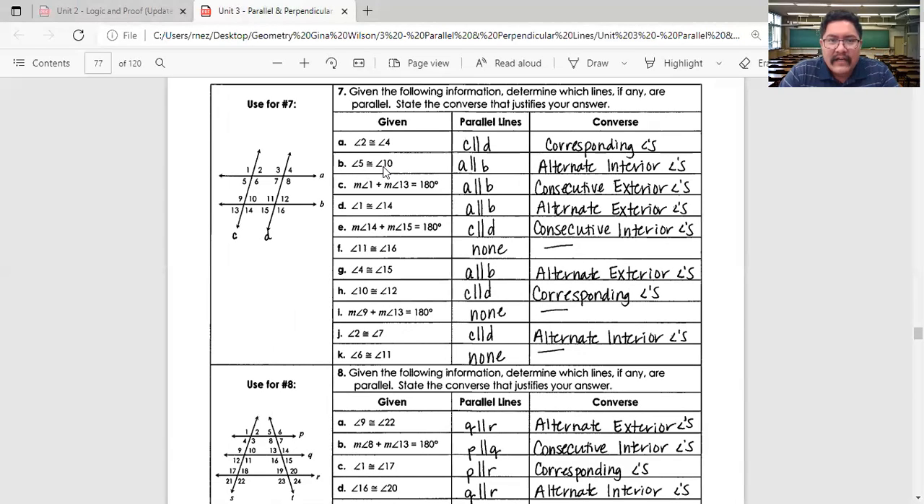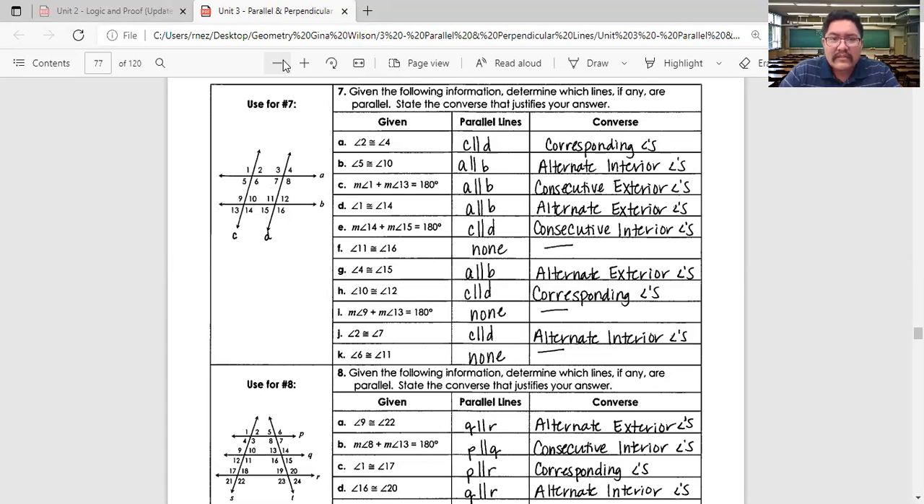So angle 5 is congruent to angle 10. That's our given. So 5 and 10. 5 is here, 10 is here. So that means in this case, the transversal will be C, and A and B will be our parallel lines. So again, it's going to change every time. It's not going to be the same each time, because we have a lot of different things going on. It's going to change depending on what we're talking about.